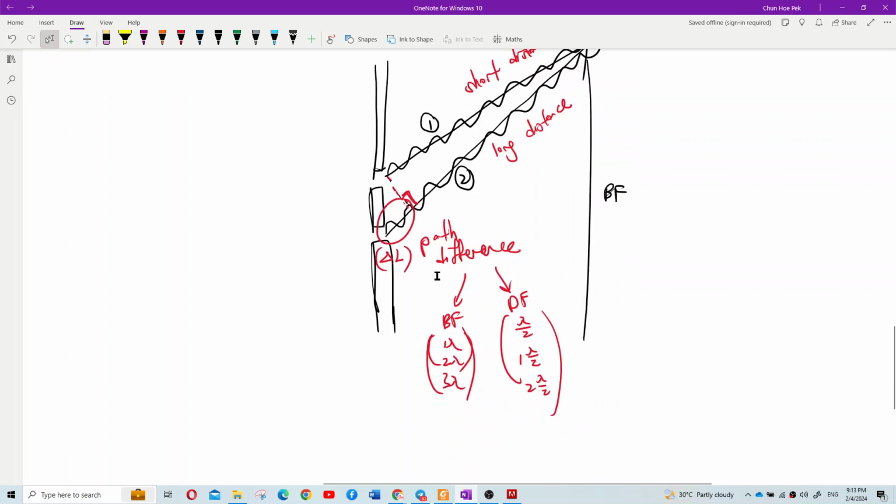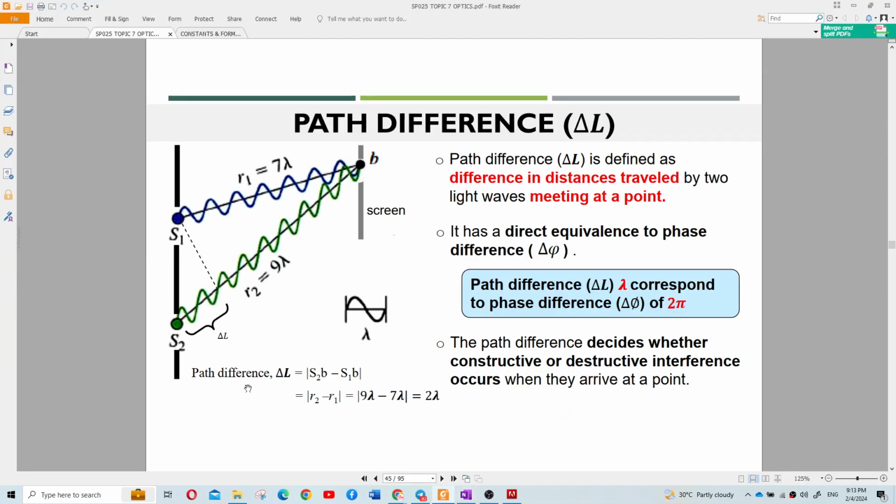If this delta L is a multiple of lambda, 1 lambda, 2 lambda, 3 lambda, you produce bright fringe. If the path difference delta L is half lambda, 1.5 lambda, and 2.5 lambda, it will produce dark fringe. This one I will explain later.